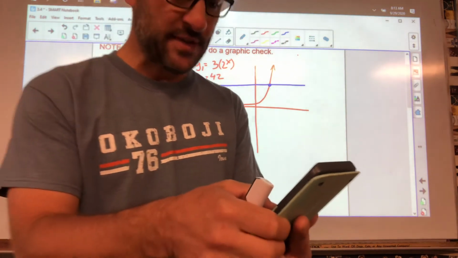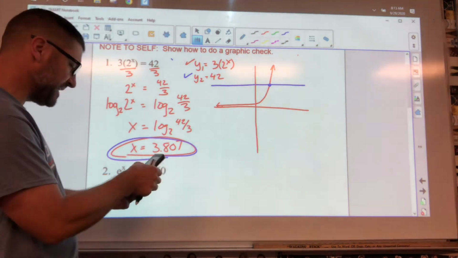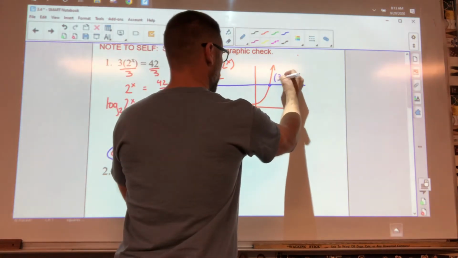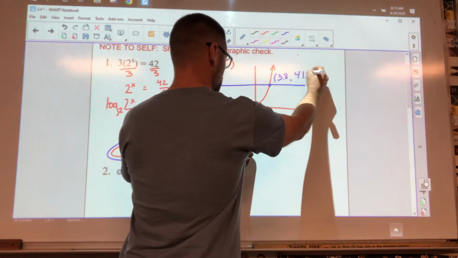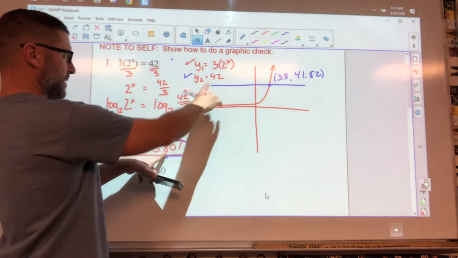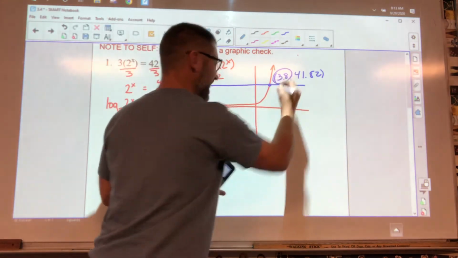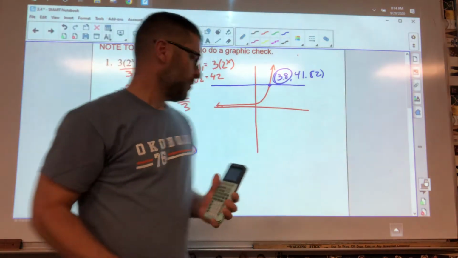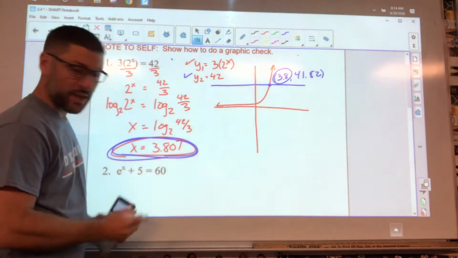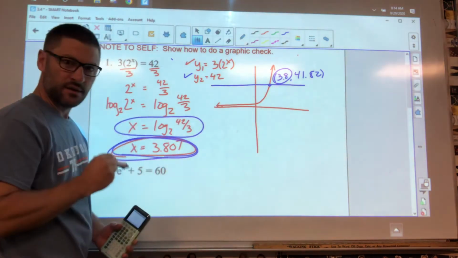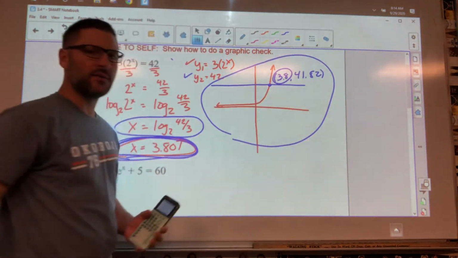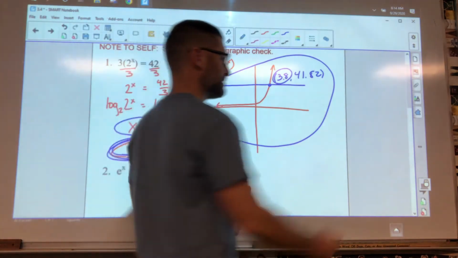And I notice that intersection point is 3.86, 41.7. Oops, and if I zoomed in, I get some ordered pair like 3.8, 41.82. Well, that's the ordered pair, 3.807, and then 42. So it looks like the x value of that graph, where they hit, is the answer for my log equation. So here's what we got: the exact version of the answer, the decimalized version of the answer, and a graphical check to make sure we were correct. Let's keep going. That's pretty awesome.